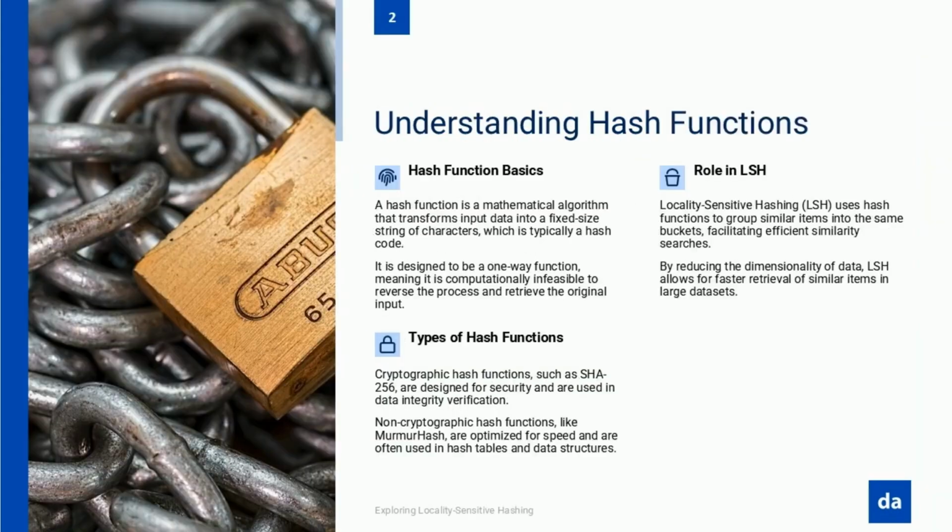Hash functions are like a secret code for data. You take an input, put it through a mathematical blender, and out comes a unique, fixed-length string of characters. It doesn't matter if you start with a whole book or a single word. The hash function always gives you a specific-sized result. Sounds cool, right? But here's the catch. Not all hash functions are created equal.